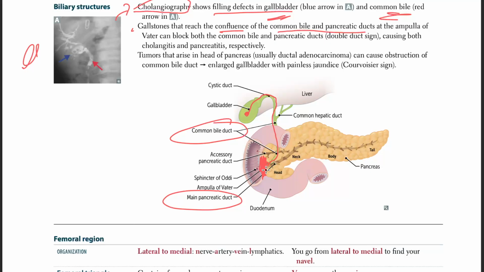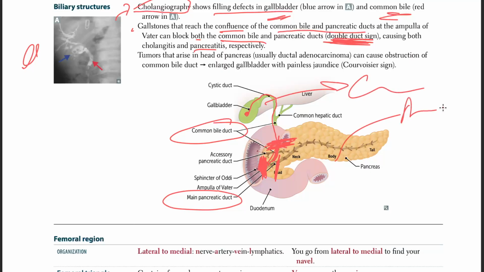You're going to block not only the common bile duct, so you're blocking this, as well as the main pancreatic duct, because you have blocked the confluence where they joined, by the gallstones. That's called the double duct sign, causing both cholangitis and also pancreatitis. So bile duct cholangitis, pancreas pancreatitis. That's only if you're blocking at the confluence of them.